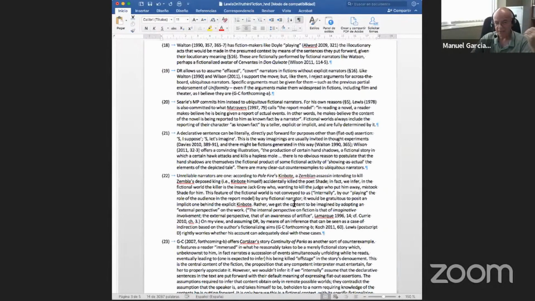A declarative sentence can be literally, directly put forward for purposes other than what Tim Williamson calls flat-out assertion. I can say, "S, I suppose." I can hedge, and then I'm indicating that S is not supposed to be taken as a flat-out assertion. And I think that this is as literal as it can be. Maybe it's not a default speech act. We need to do some kind of hedging or indicating that we are not flat-out asserting. We are supposing or guessing. But in doing that, we are using language directly and literally. And by the same token, we can say "S, let's imagine," or "S, once upon a time." And the way I understand that, these would be textual discourses that literally convey acts of fictionalizing.